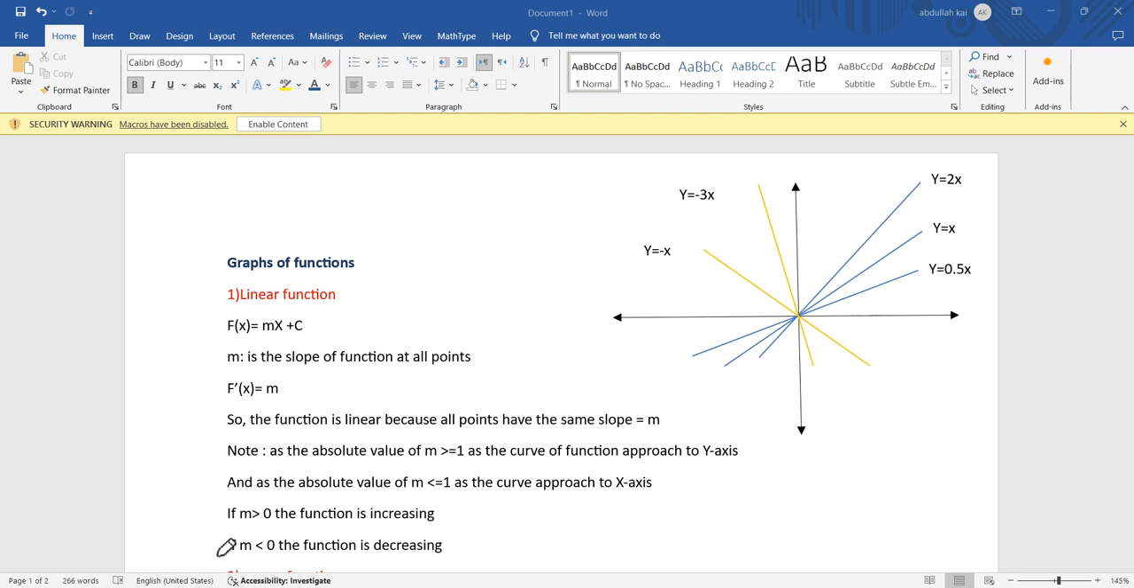The second note: if m is smaller than 0, so the sign of m is negative, the function is decreasing. If you follow this function, let's see this function, the coefficient of x is negative. This function is decreasing. If you follow this function from left to right, you will see this function is decreasing, as you see.